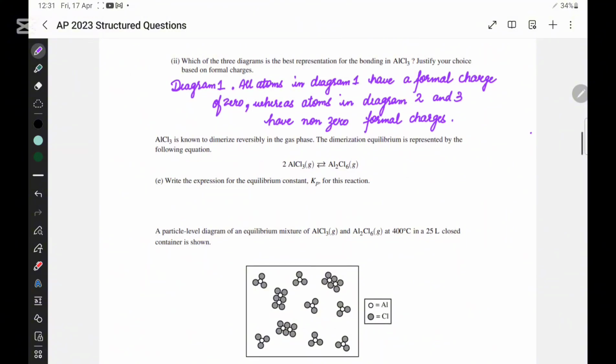Write the expression for the equilibrium constant Kp for this reaction. Kp is the partial pressure of product, which is Al2Cl6, and P we have to write here in the capital form, and at the bottom we are going to write partial pressure of AlCl3, and there is going to be a square because it is having 2 moles there.